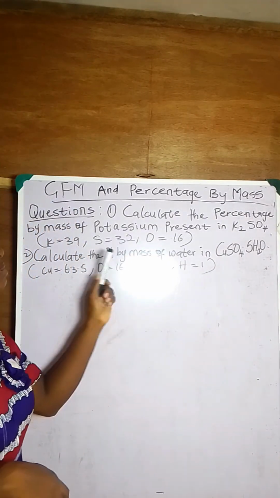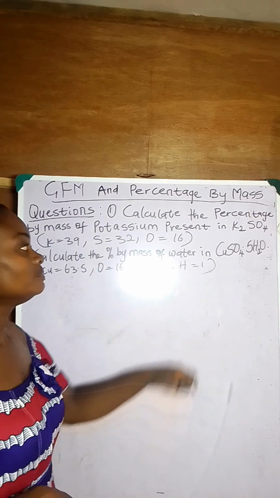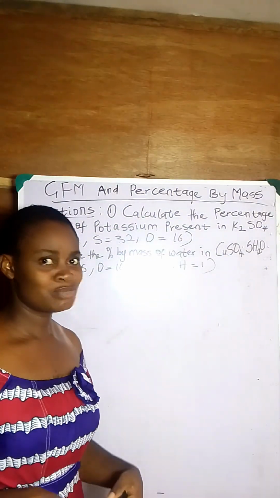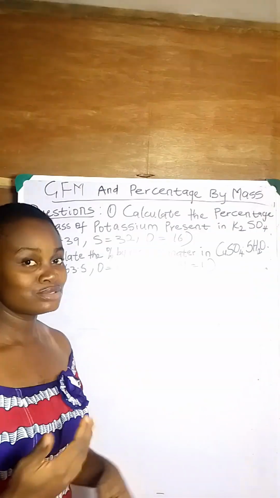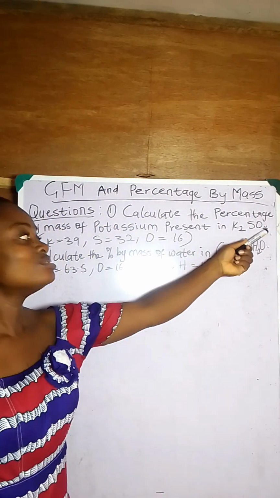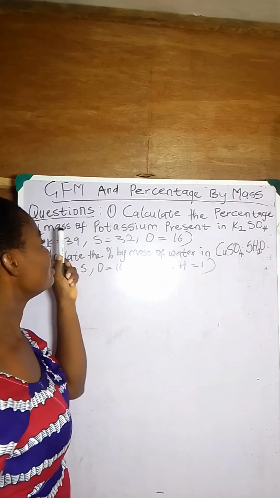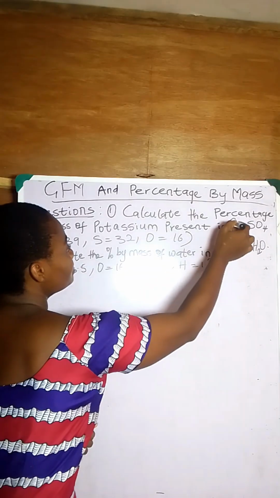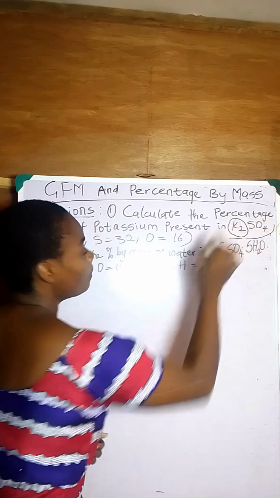The question says, calculate the percentage by mass of potassium present in this compound. Please, if you don't know how to name this compound, check out my previous lesson where I did naming of compounds. It will help you to understand how to name compounds. So this compound here is potassium tetraoxosulfate(VI). We are going to calculate the percentage by mass of potassium present in this whole compound.